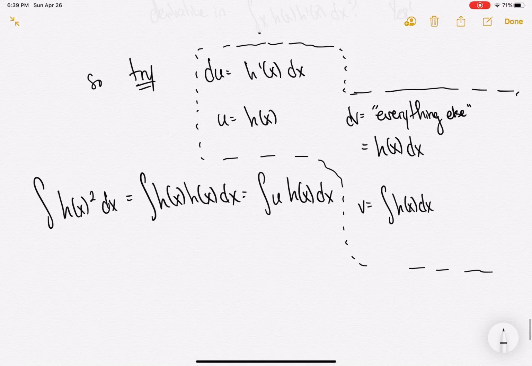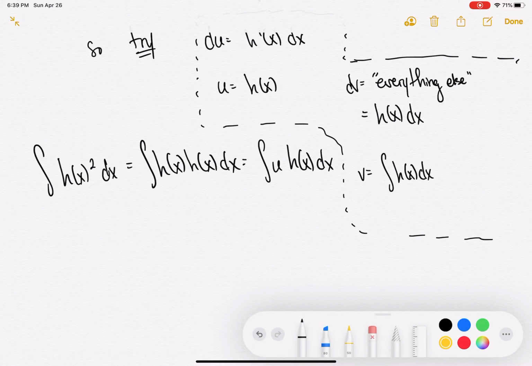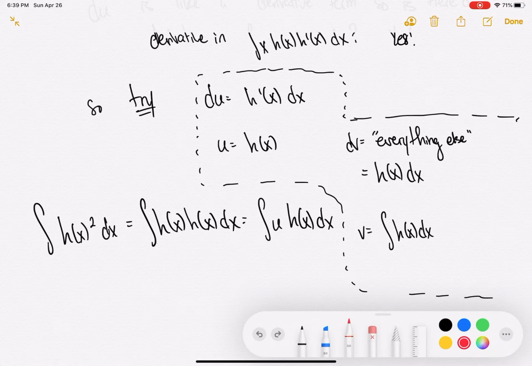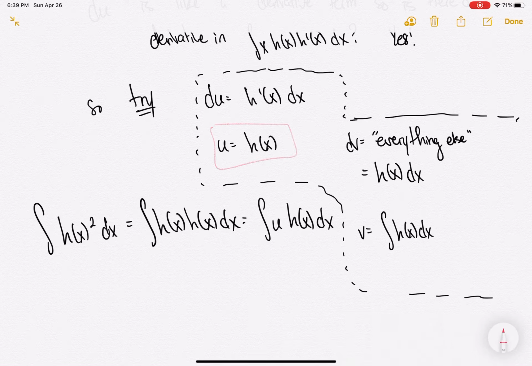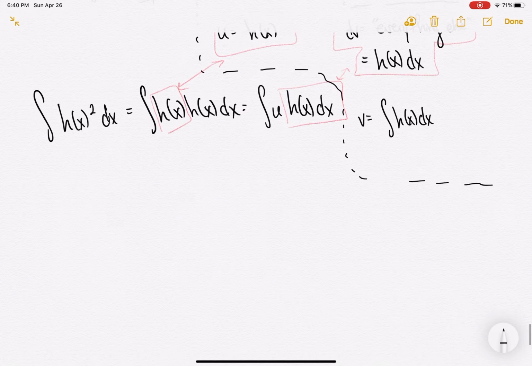Okay. I want to make sure you guys know where all this is coming from. So this u, let me do it in red. That and that, so that's why those are getting subbed. So dv equals everything else. That is coming from this. Okay, so do these choices.